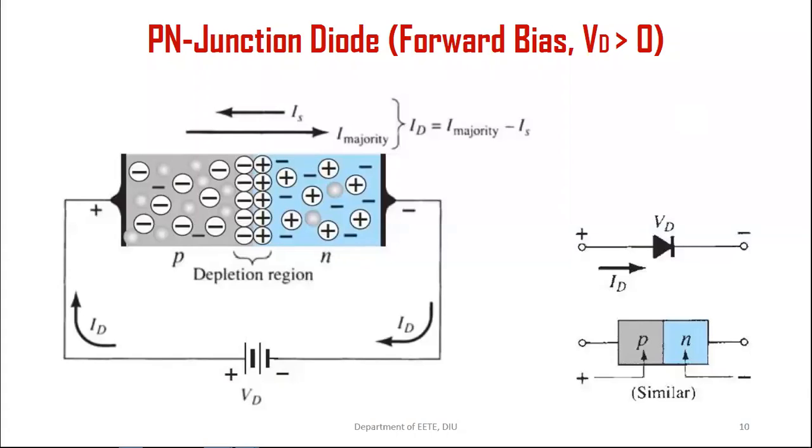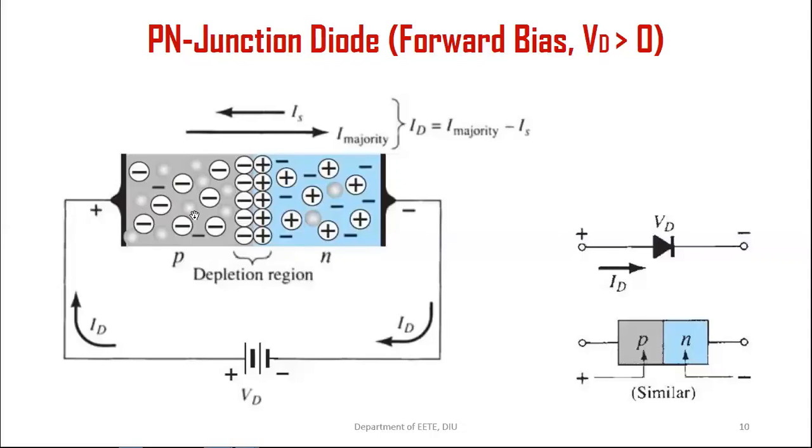So what about forward bias? Forward bias is basically connecting the positive terminal of the voltage to the p-type material terminal and the negative terminal to the n-type terminal. The p-type terminal with the positive and the n-type terminal with the negative. You see this positive sign, the positive sign of the voltage, is connected with the p-type.